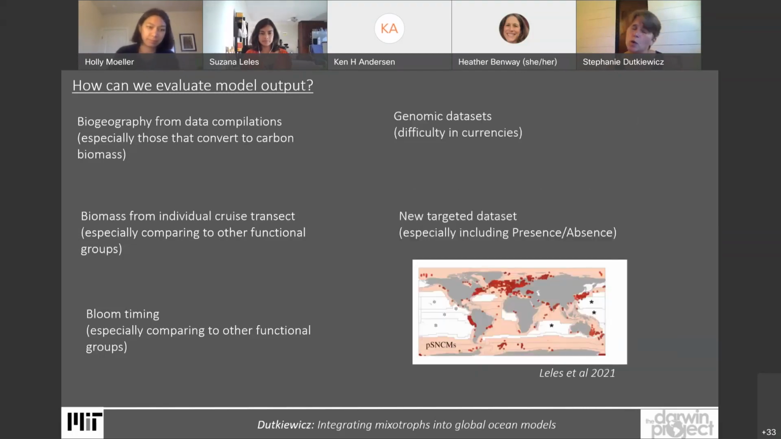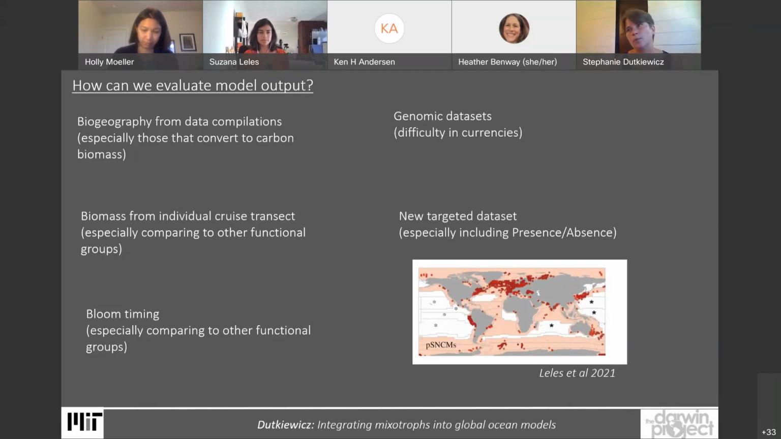I think we can talk about, when we go into breakout groups, that new genomic data that's coming through is going to be incredibly useful, but it is very difficult to use at the moment because we don't know how to compare the omics data coming in, relative abundances, against something like carbon biomass, which we use in the model.